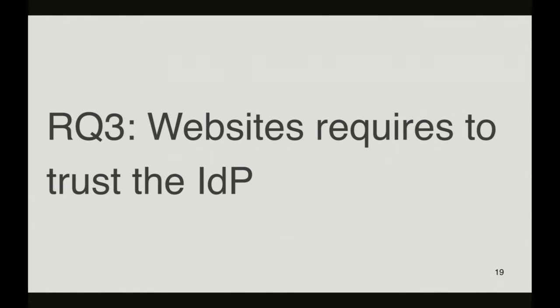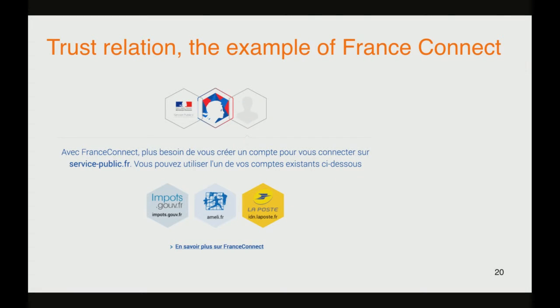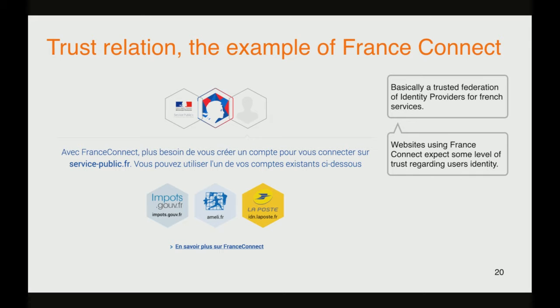And finally, do websites require trust from their IDPs? We have an example, for instance, France Connect, which is kind of a trusted federation in an identity provider for French services. And basically, the bottom line is that the website that would use France Connect expects some level of trust regarding the user identity. And so this website will not be able to use any identity providers.